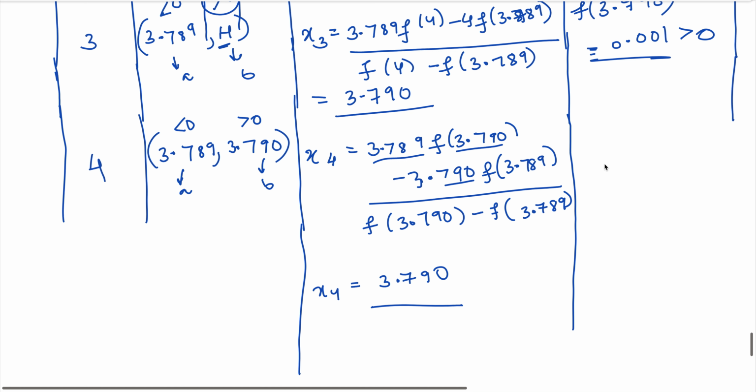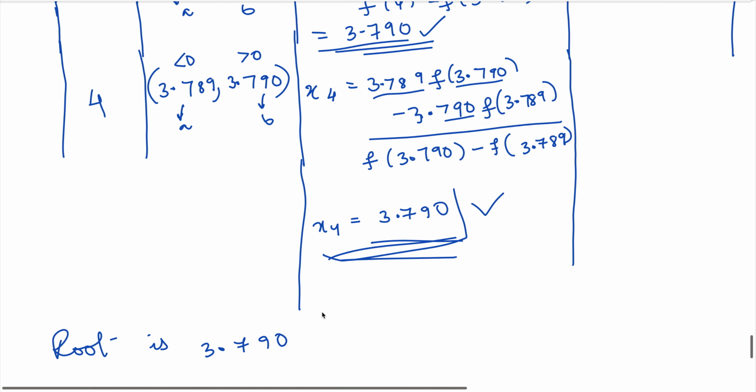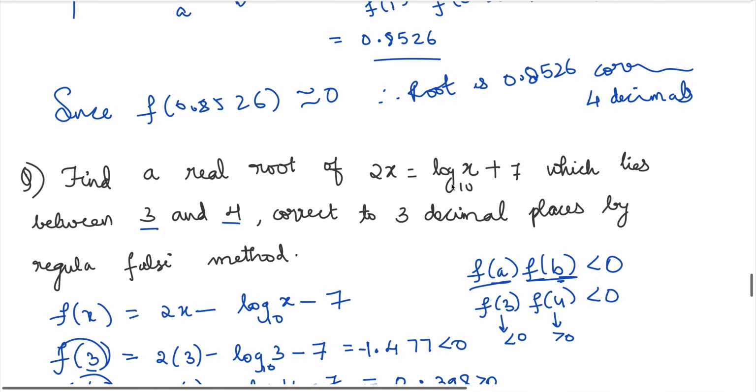If we are getting repeated x values, we can say that this is our root. Or if we have got f of x equal to 0, then also we can say that this is our root. So either way. But here we got repeated x values, so this is our root. Since the third iteration x value and fourth iteration x value are the same, we can say that the root is 3.790, corrected to 3 decimals as asked in the question.